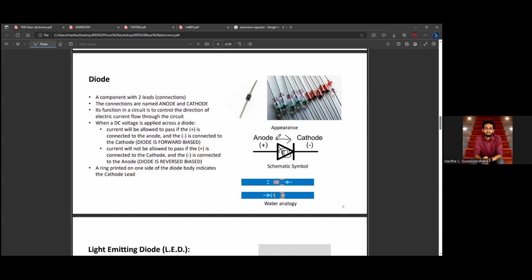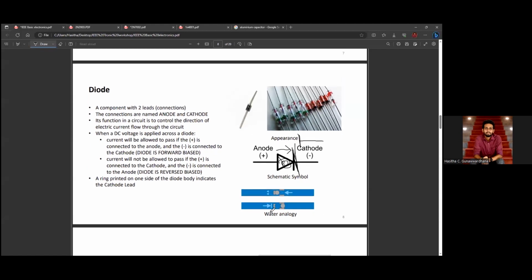This is the current flow direction. So if we come from this side, this denotes it is resisting the current flow. So this will only allow current from anode to cathode.